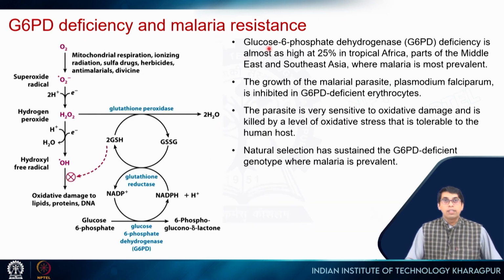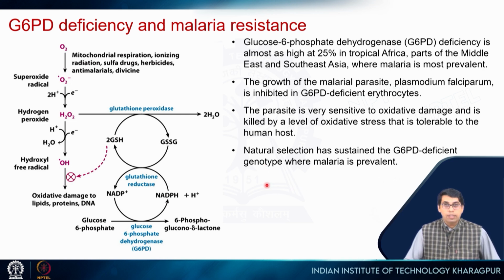Now, it turns out that this enzyme glucose 6-phosphate dehydrogenase, its deficiency is almost as high as 25% in tropical Africa, parts of Middle East and Southeast Asia. These are the regions where malaria is most prevalent, and in populations residing in these regions for a long time, almost 25% of people have a deficiency of this gene, which means that there is some mutation in the gene so that this enzyme is not functional. So, what does that mean? How does such a high proportion of people have that?